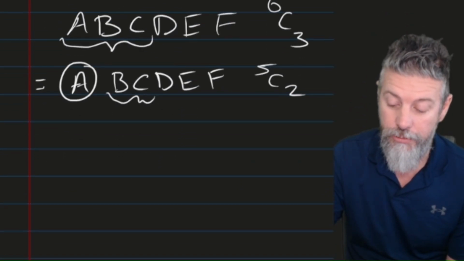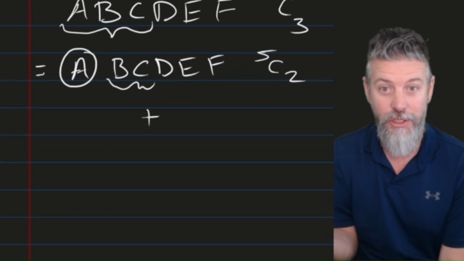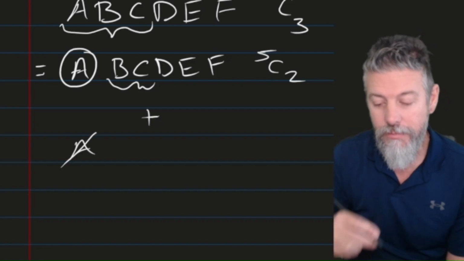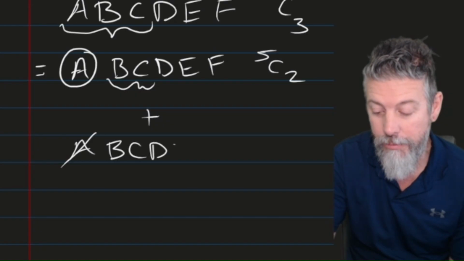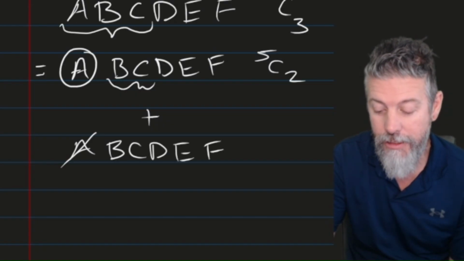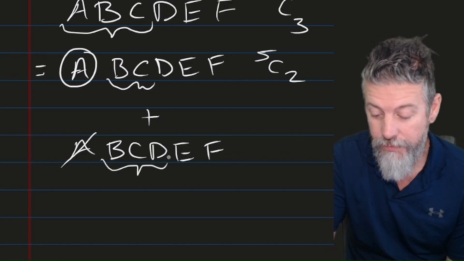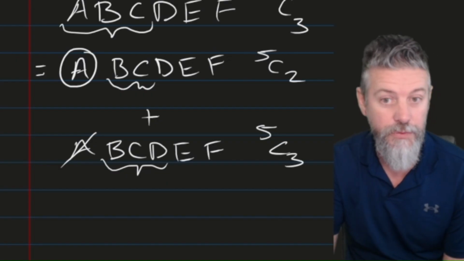The second option, which we need to add to our combinations because A might not be in the team, is if A is not in the team. If A is not in the team, then we need to pick the team from the remaining people, and the team we're picking is a team of 3. So we would have to pick 3 from these 5.